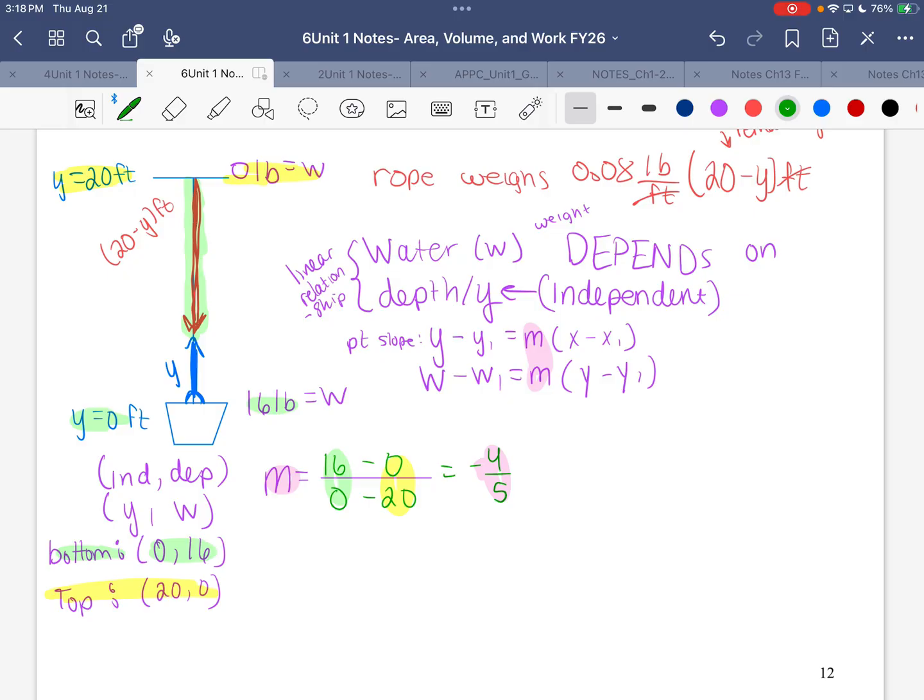So plugging in W, negative 4/5. It does not matter which ordered pair you use to plug into point slope. One of them is the y-intercept, so one of them might be easier to deal with. 16 is the y-intercept, so now I won't have to distribute the negative 4/5 to a number, but you could also have done W minus 0 equals negative 4/5 (y minus 20). That will work as well.